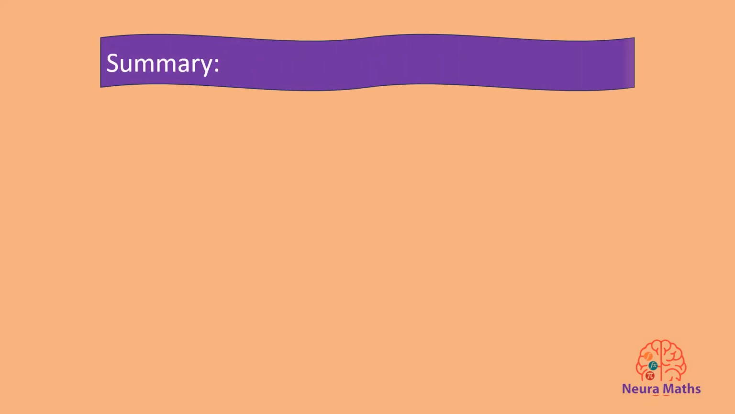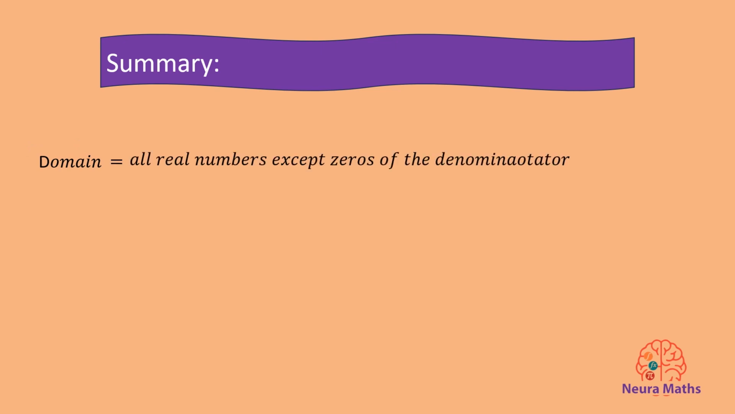To sum up, the domain of a rational function is all real numbers except zeros of the denominator. The range is the domain of the function's inverse. Graphically, the domain and range are just a description of the location of the graph of a function.